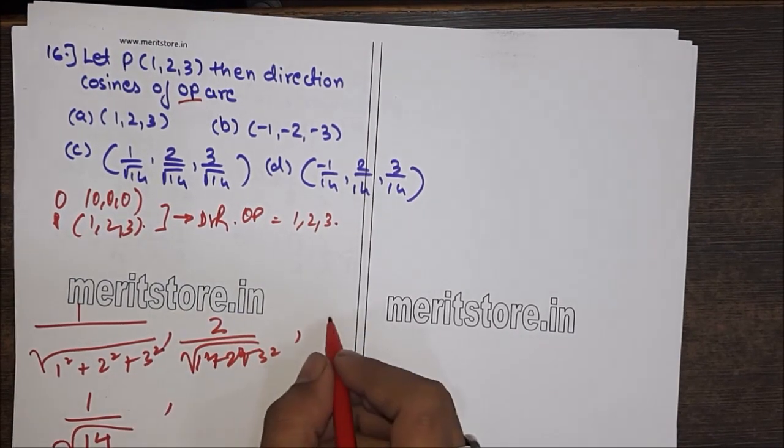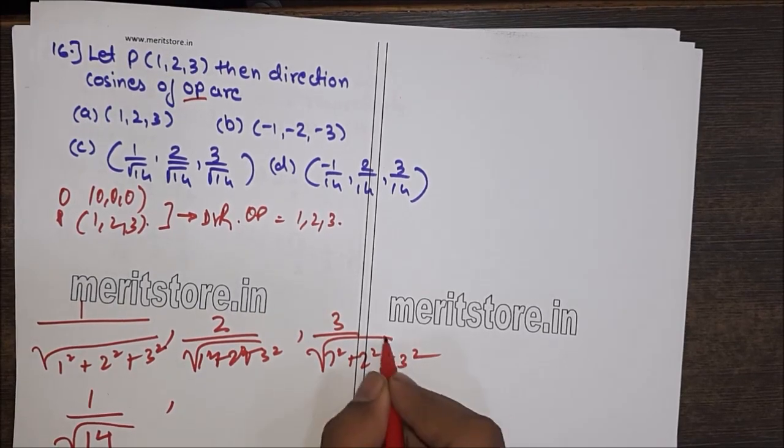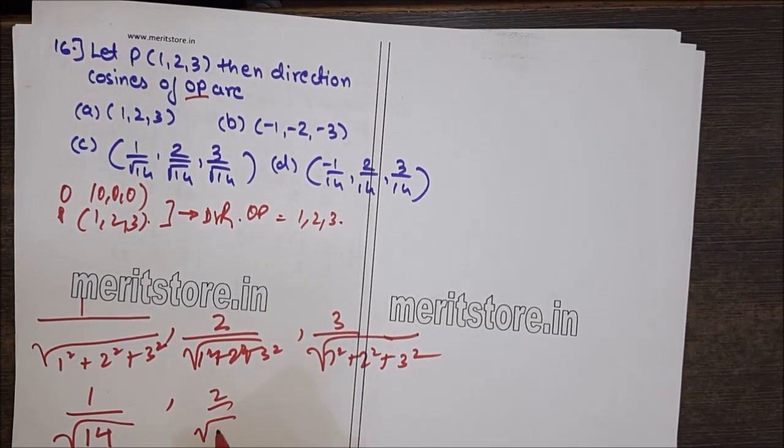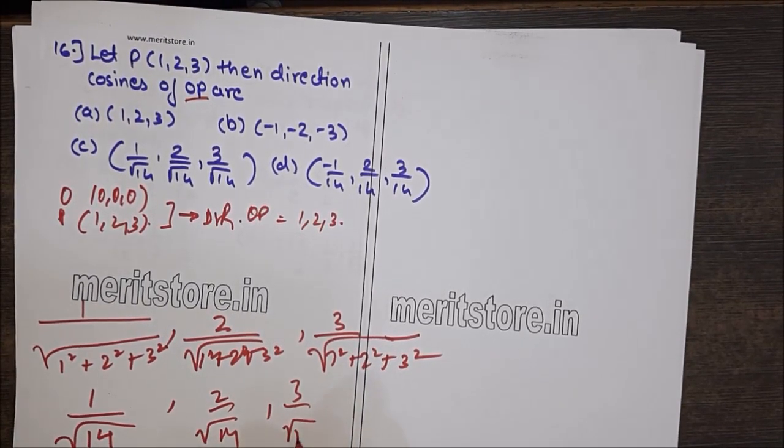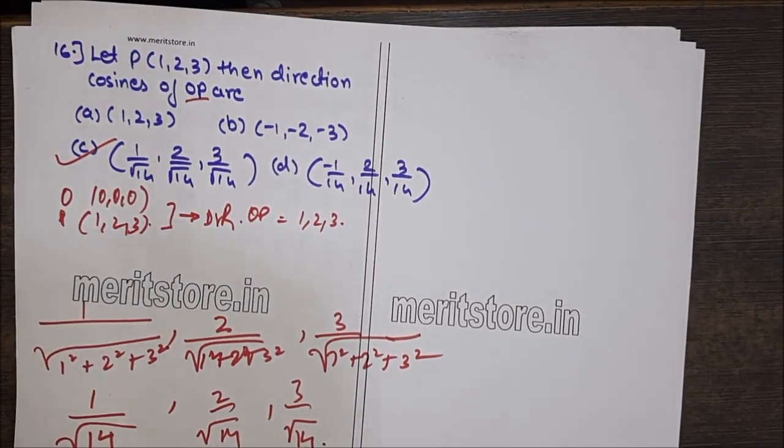And it would be 3 by 1 square plus 2 square plus 3 square. So it would be 2 by 14 and 3 by 14. So our correct answer is option C.